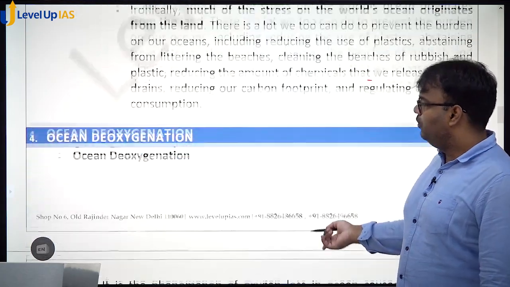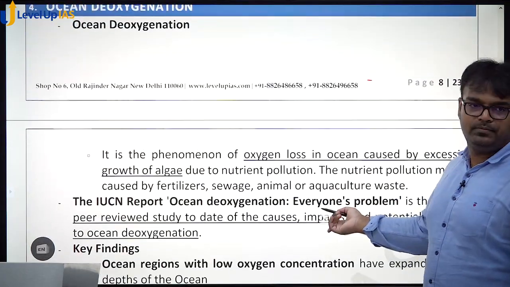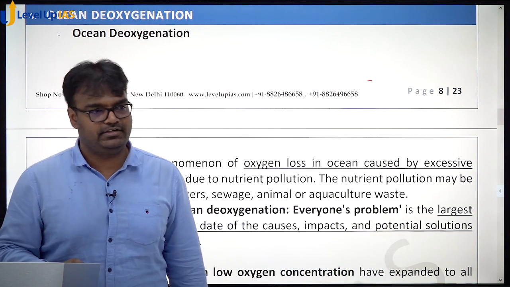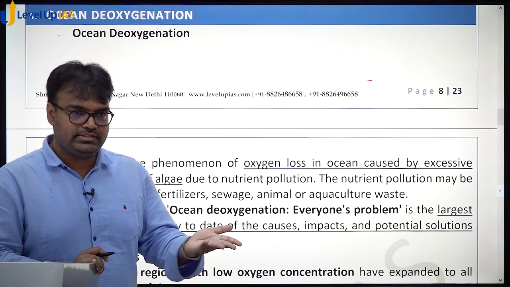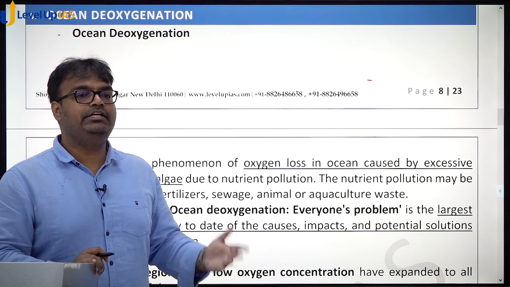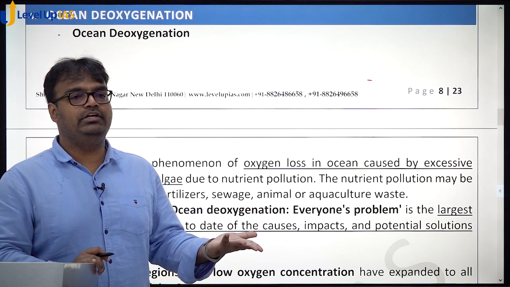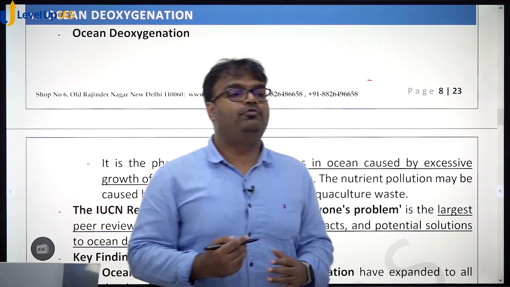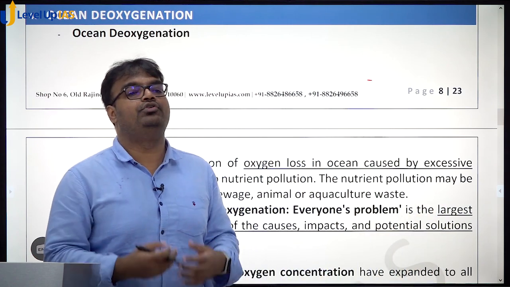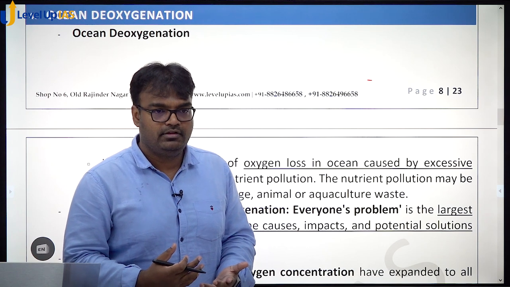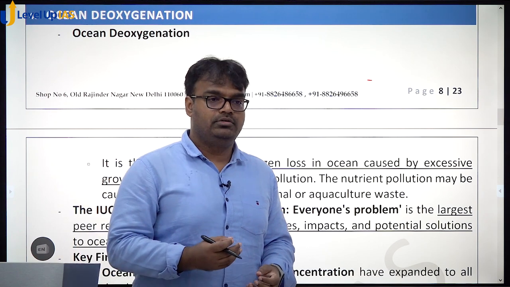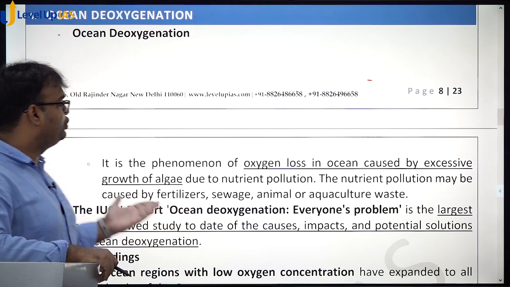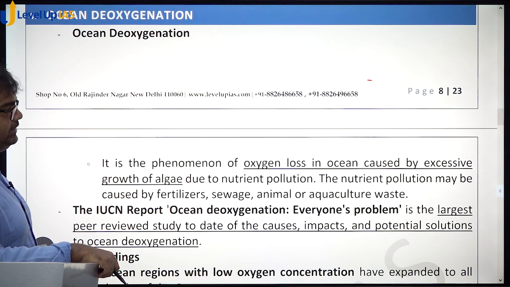Okay, now ocean deoxygenation. This also, more or less, we have covered. The same theory: eutrophication. More nutrients and more sunlight will lead to eutrophication. Eutrophication will lead to sun rays not entering inside, and thus photosynthesis not taking place and oxygen not being produced. Oxygen is not being produced, but oxygen is being consumed by living organisms. Eventually, oxygen will deplete. Deoxygenation would take place.